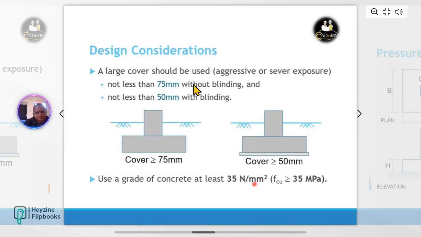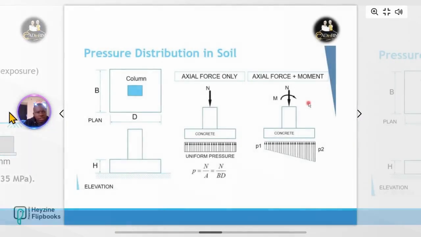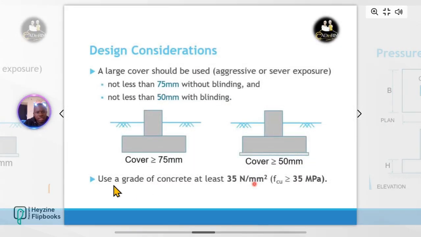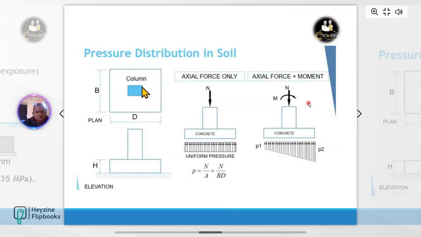Now, design considerations, this one I've already mentioned. This is the usually recommended concrete grade. And what do we have? Your pressure distribution. You can see how the formula is being distributed. You just find B and D, and we have the height of your pad foundation. So to get pressure P, it will be N, this force, over area. Area will be B times D. So you can find it here. This is how you calculate the pressure below the surface of the soil.